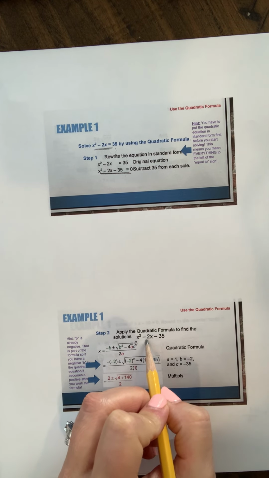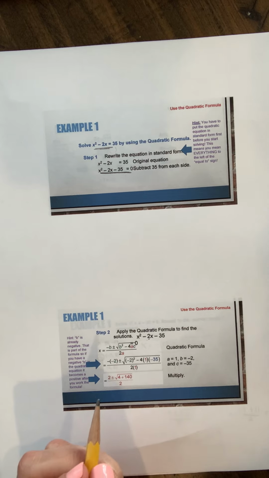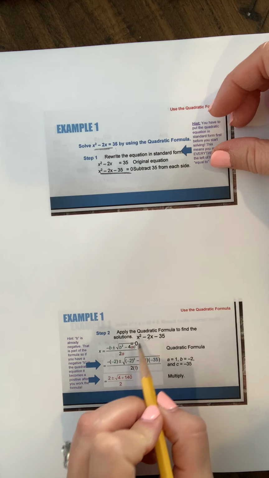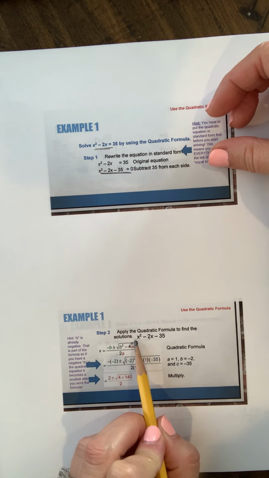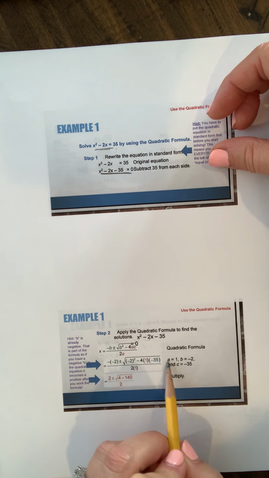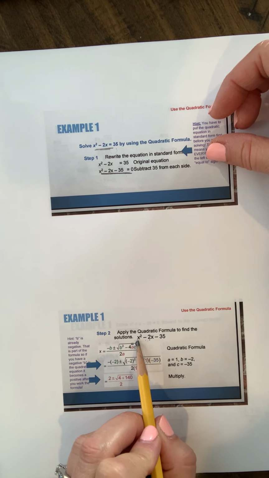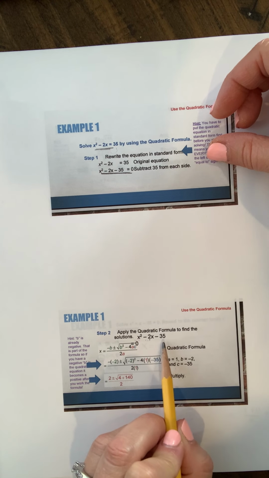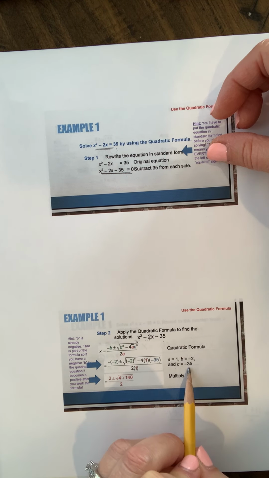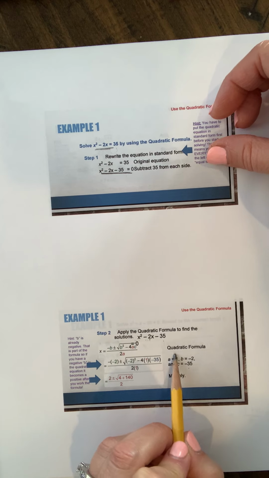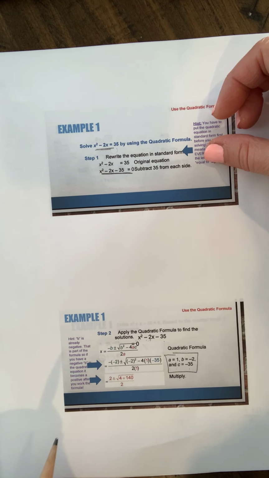All right, so if this is my quadratic formula, this is my quadratic equation, A is the number in front of x squared. So A is going to be 1 because there's not a number there. So we assume that it's 1. B is going to be -2 and C is going to be -35. Okay, so once I've identified those numbers, I can plug them into the formula.